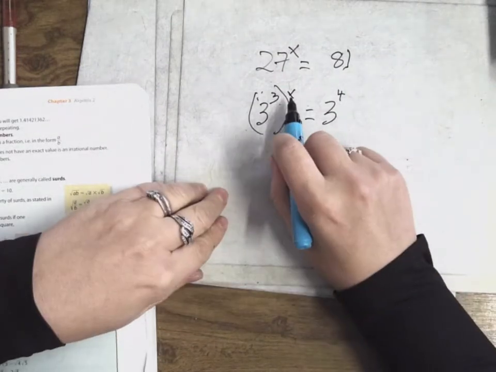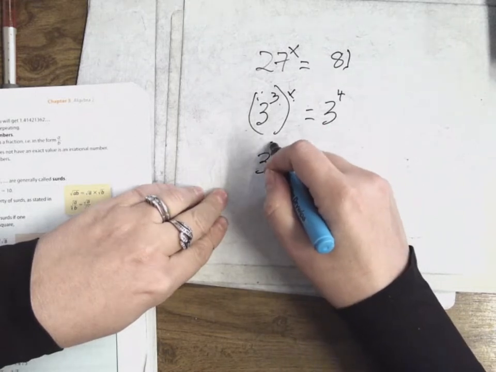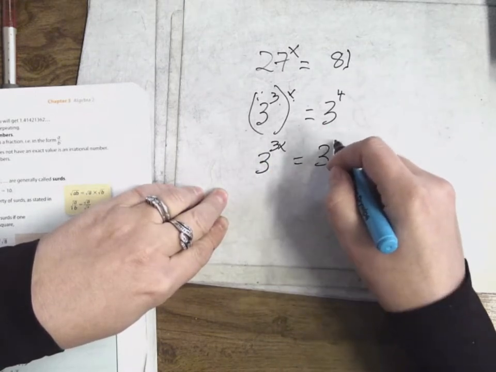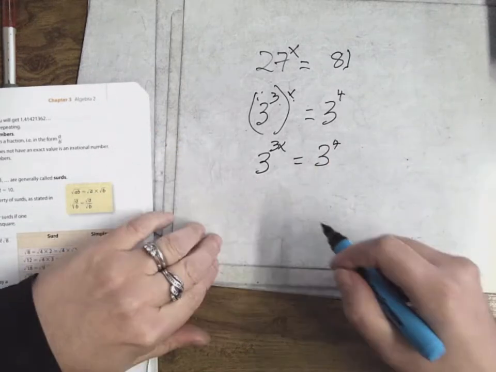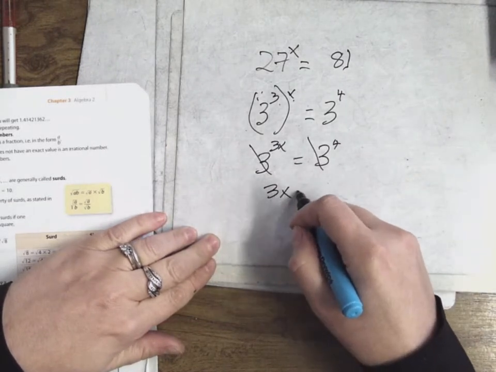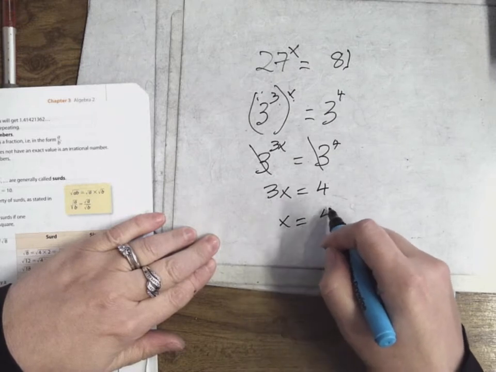Okay, so raising a power to a power, you multiply. So 3 to the power of 3x is 3x. 3 to the power of 4 is just 3 to the power of 4. So once you have 3 to the power of something equals 3 to the power of something, you knock them off, you get 3x equals 4, and then you divide by 3. So x is equal to 4 over 3.